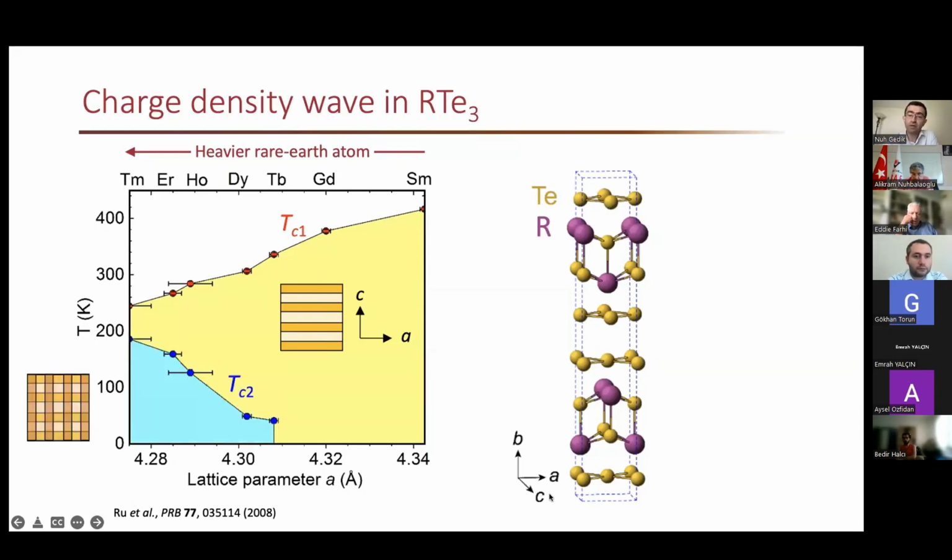Now, for some of the other materials, like these guys here, there's a secondary charge density wave that happens in the A direction. So first it becomes like this stripe pattern where the charge density is modulated in the C direction. But if you go through the second one, there is an additional phase transition. Another charge density wave forms in the A direction. So it looks like a checkerboard.